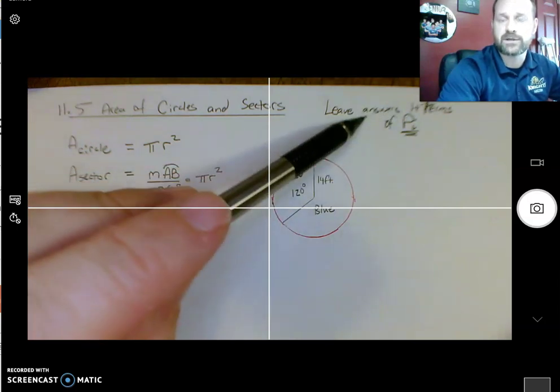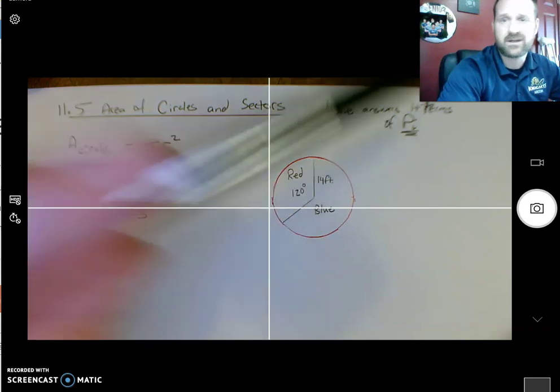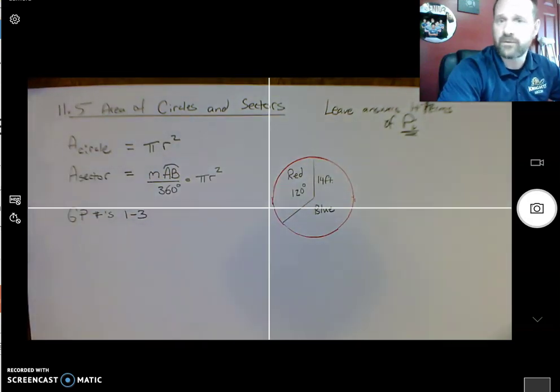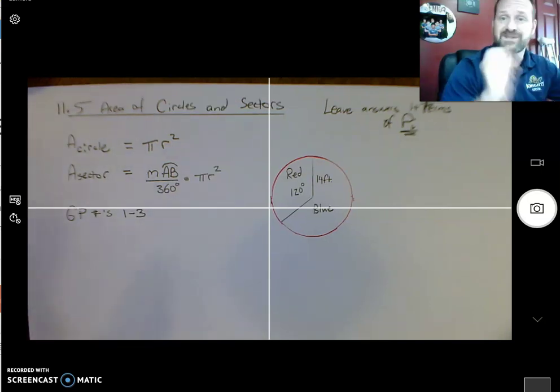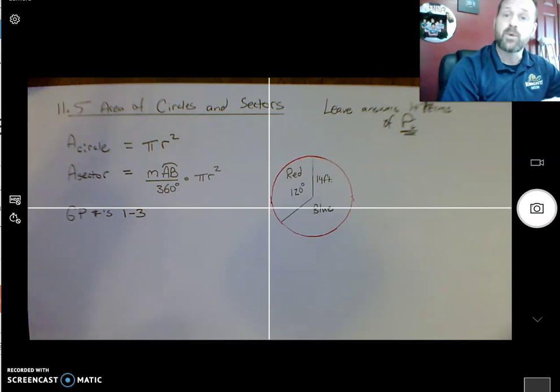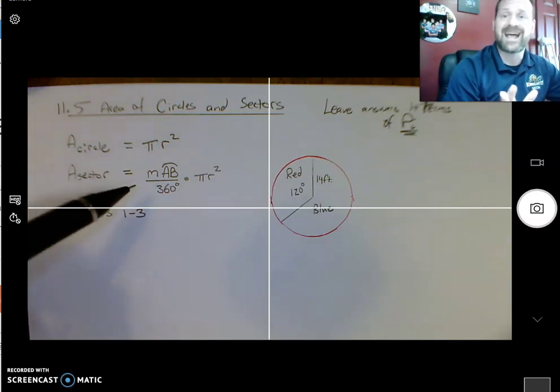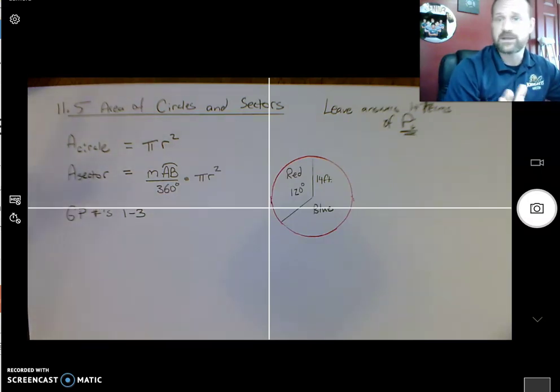In terms of pi. Okay, translation. Don't use 3.14159. Don't use 3.14. Just use pi. Unless otherwise specified, if you use the pi key on your calculator and then round, that's fine. But more often than not, just leave it as pi. So if the answer was 3 times pi, just call it 3 pi. Okay?